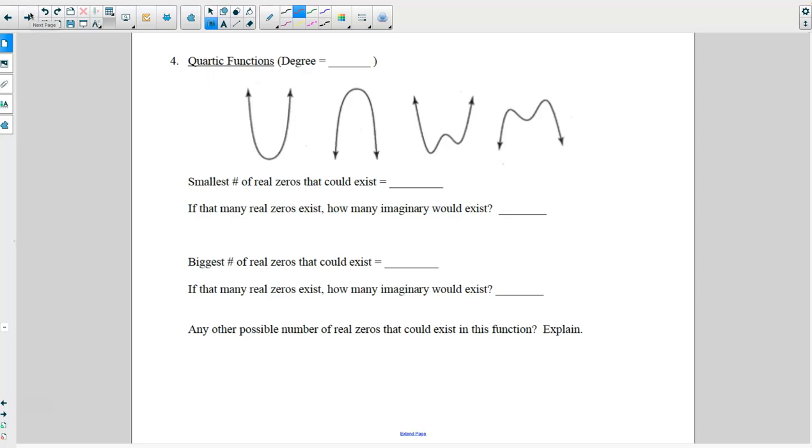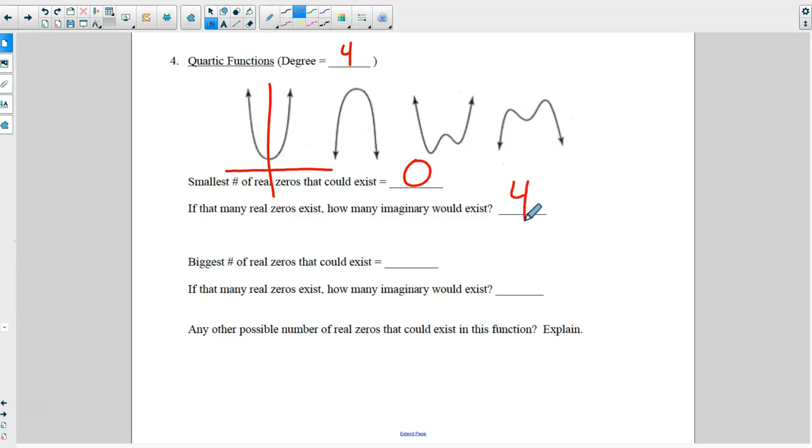Quartic degree. Four. Folks, I don't know if you realize this, but whatever the problem number is, it's also matching up with the degree. We've kind of been working that on. So degree 4. If I have this right here, I don't have to cross the x-axis. So the smallest number of real zeros would be 0. If that happens, how many imaginary solutions do I have? 4. That's right.